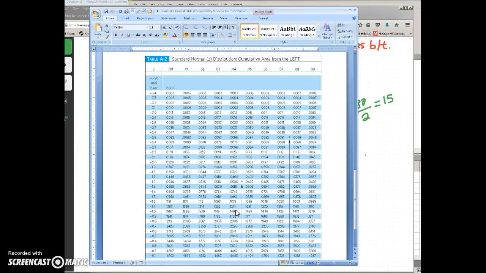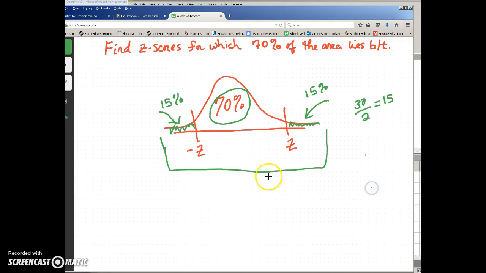So the z-score that I'm going to use is negative 1.04. So the z-score is going to be negative 1.04, and since it's an even split, it's going to be a positive 1.04 on this side. So those are my two z-scores that are going to encompass 70% of the data.